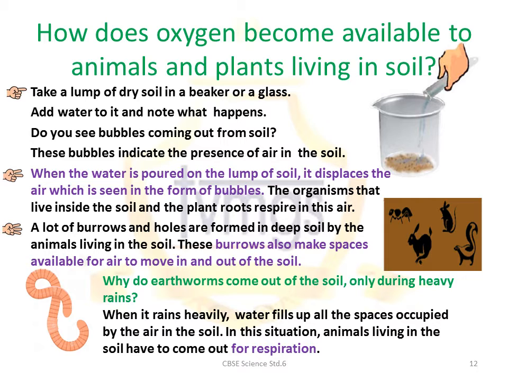Have you noticed earthworms tend to come out usually only during heavy rains? Why does this happen? It's pretty simple. During heavy rains, water seeps in the soil and fills up all the spaces that were occupied by the air in the soil. The air comes up. Now the animals living in the soil have to come out for respiration. Hence, earthworms come out during heavy rains.